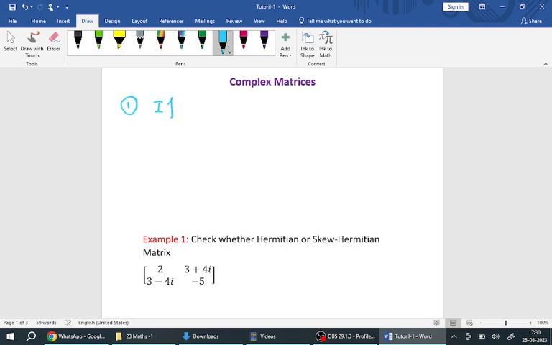If z is a complex number, which is x plus iy, then the conjugate z bar is given by x minus iy. So how do you get a conjugate? The conjugate is just obtained by changing the sign of the imaginary part. So this is the first thing you should be aware of.